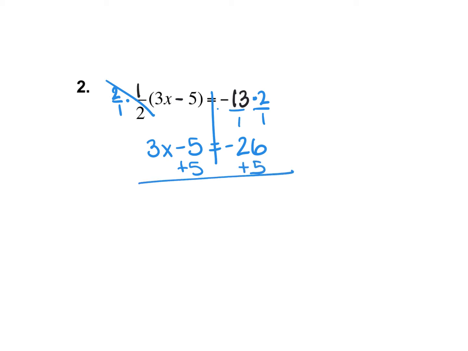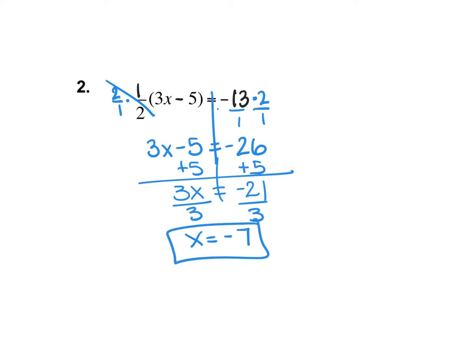And don't get mixed up with these negatives. So take negative 26 plus 5, you'll end up getting negative 21 is equal to 3x. All right, so now we need to get the variable all by itself, and the 3 is multiplying it, so we're going to divide, and x is going to be equal to negative 7.